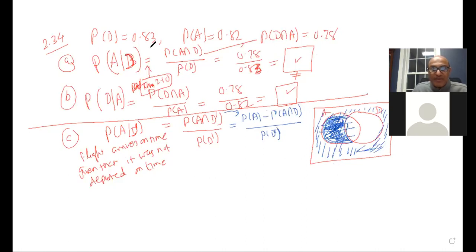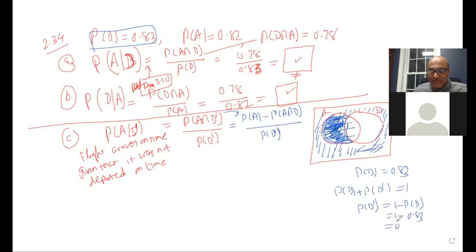Now, what is the probability of D that was given to you? Look over here. Probability of D is this one. So probability of D is equal to 0.83. You know that probability of D plus probability of D complement is always equal to 1. So probability of D complement is equal to 1 minus probability of D, that is 1 minus 0.83, which is equal to 0.17. So I don't have any problem over here on the denominator. It is 0.17. Probability of A is given to us over here.